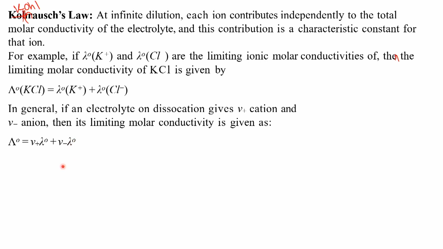Here KCl ionizes as K plus plus Cl minus. So nu plus is 1 for KCl and nu minus is also 1 for Cl minus. But for MgCl2, nu plus will be 1, but for Cl minus it will be 2, and so on.